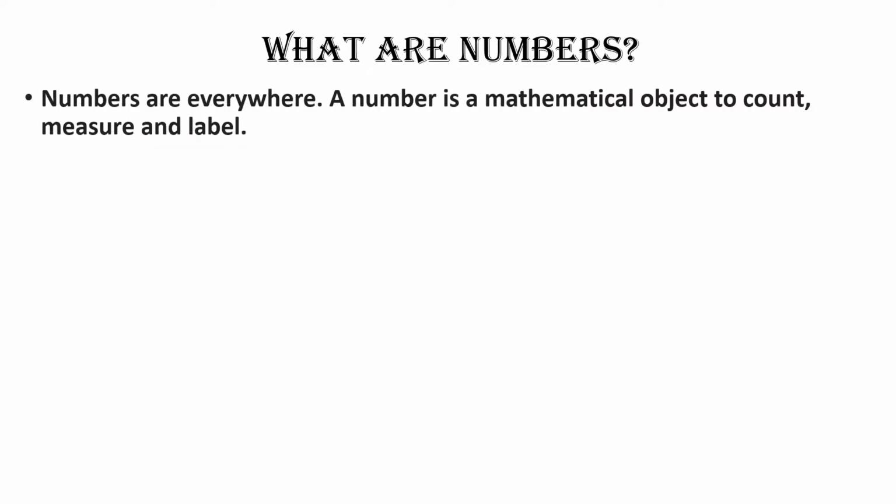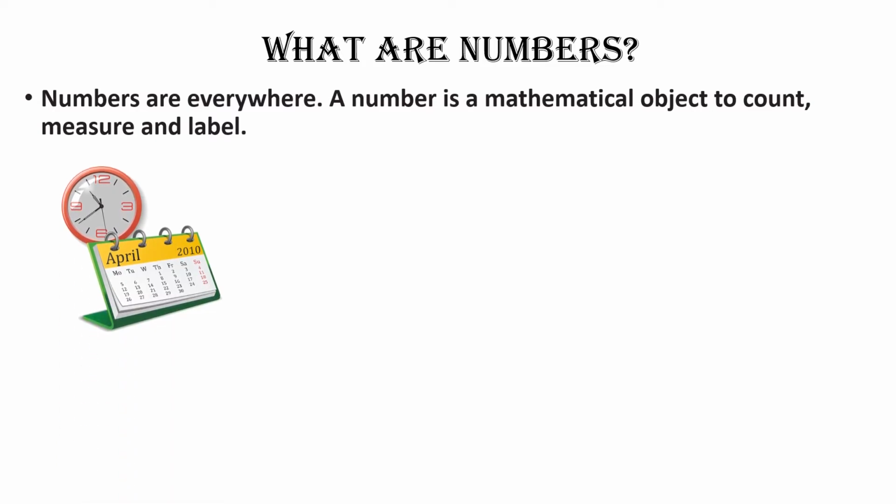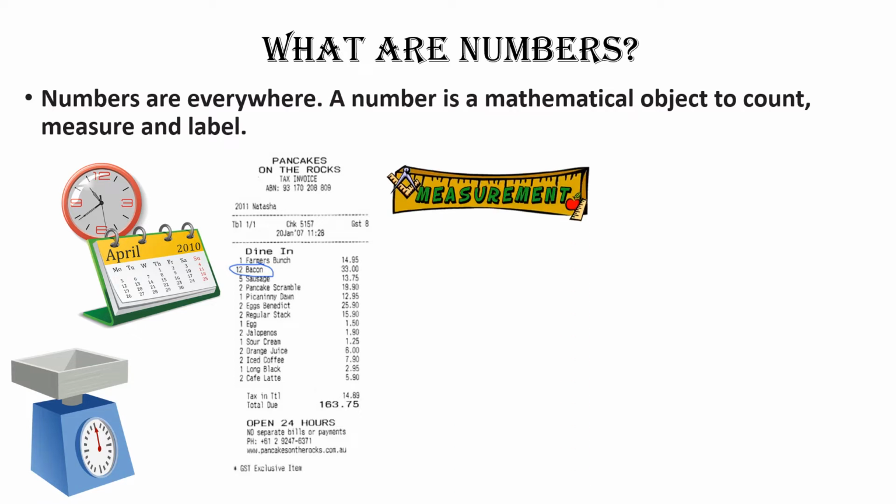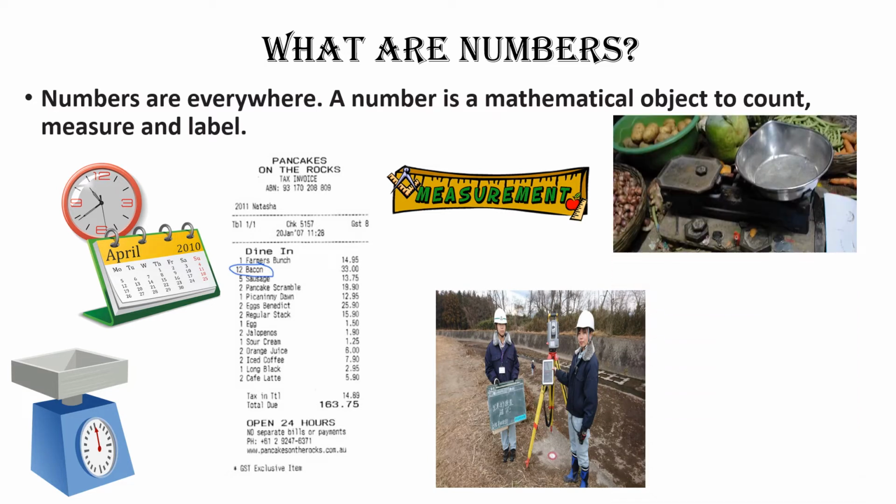What are numbers? Numbers are everywhere. A number is a mathematical object to count, measure, and label. We have numbers in our time, calendar, date. We have numbers in our bills, grocery bills. We measure things, we weigh things. Yes, numbers are everywhere. Do you think there is any activity where we don't need math or we don't need numbers? Think about it. Let's get started.